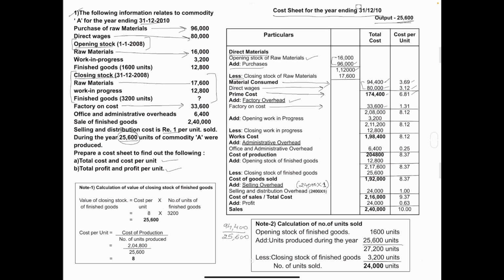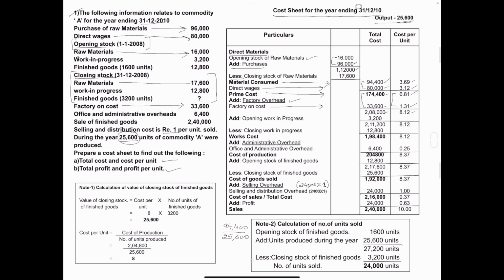33,600. Add these two amounts, 1,74,400 plus 33,600. You will get 2,08,000. Per unit column we have to calculate, no? For this factory on cost, 33,600 divided by 25,600. You will get 1.31. Add these two amounts, 6.81 plus 1.31. Amount is 8.12.